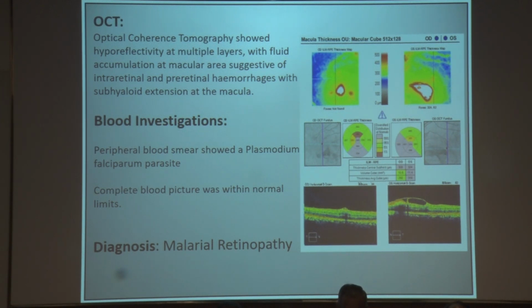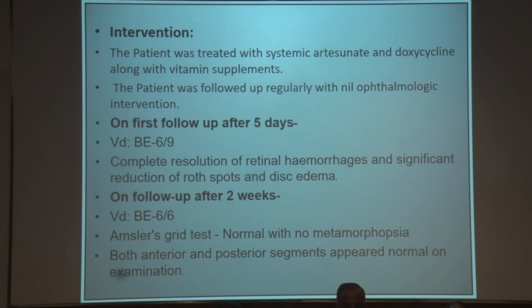So a provisional diagnosis of malarial retinopathy was made. Intervention: the patient was treated with systemic artesunate and doxycycline along with some vitamin supplements. Patient was followed up regularly with nil ophthalmic intervention.